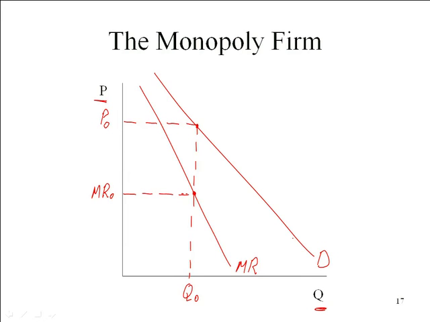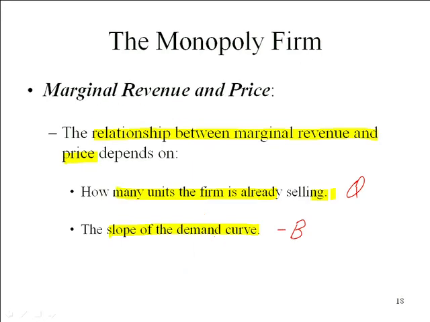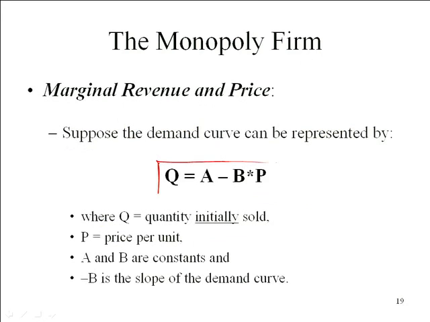Now, partly that's going to depend upon the slope of the demand curve. Remember, for a perfectly competitive firm, the demand curve is horizontal and is exactly equal to the marginal revenue curve. So there is no distance between the two. It's only when we have a downward sloping curve. So how elastic or inelastic the demand curve is will be important. So let's start with this demand curve. This is just a linear demand curve. So we've got quantity initially sold, and our price per unit, minus b will be the slope of our demand curve, and a will be that vertical intercept. How many could we give away at no price? Yes, a lot. Okay, so we've got a linear demand curve.